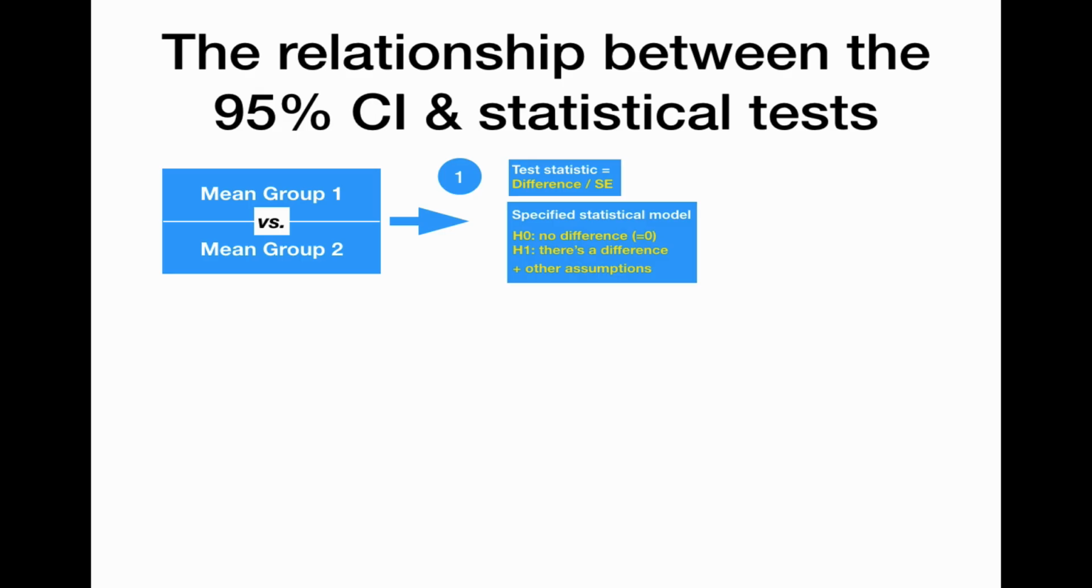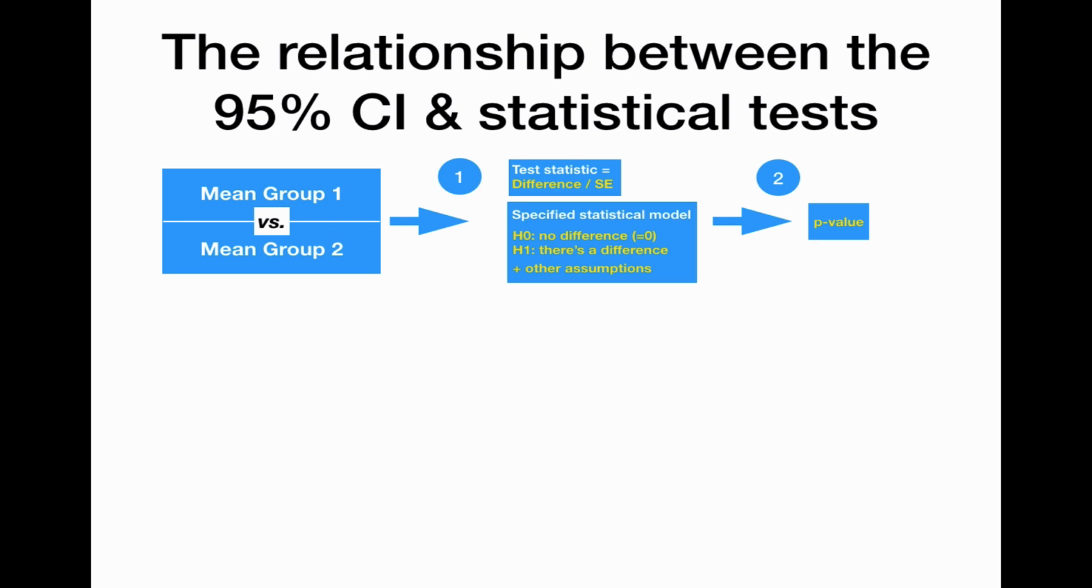And we usually use a two-tailed test, so that means we don't really care which of the group means turns out to be the larger one. And then there are other assumptions that we have discussed before that are also included in the specified statistical model on how we performed the study, collected the data, and analyzed them. And eventually we get a p-value, which is the probability of obtaining a difference as found in the study, or even more extreme, under the assumptions in the specified statistical model.